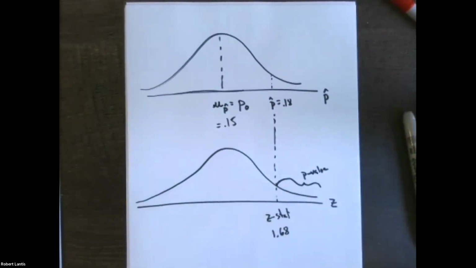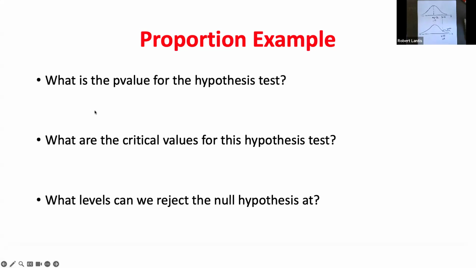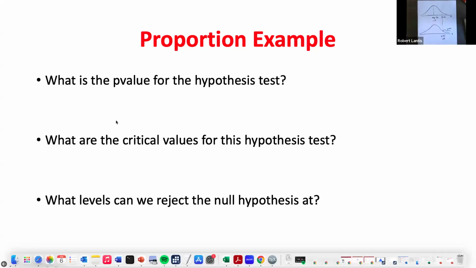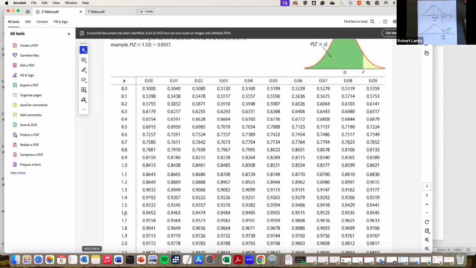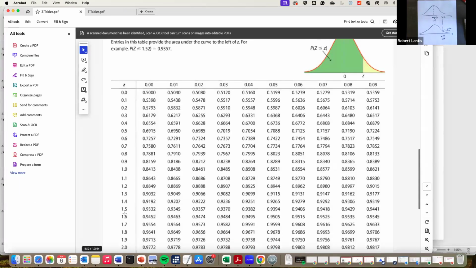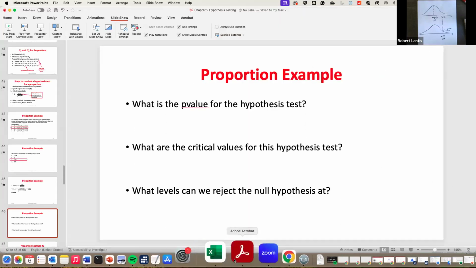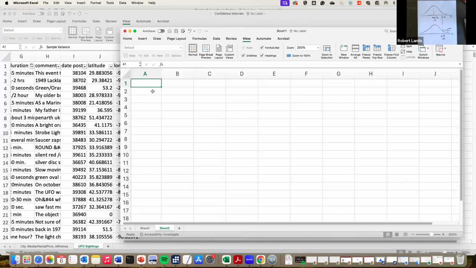Well, I could use this table. If I look up that test statistic of 1.68, I get 0.9535. Well, that's the area to the left. I want the area to the right. So 0.0465, right?